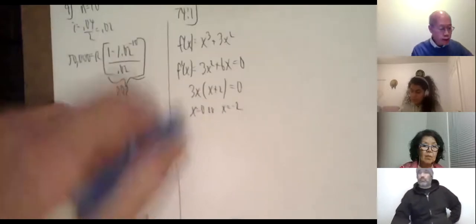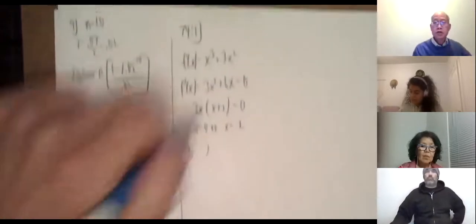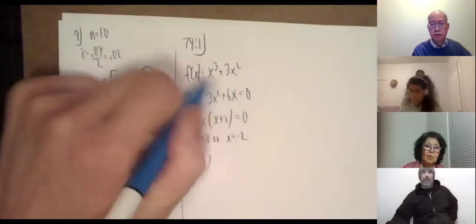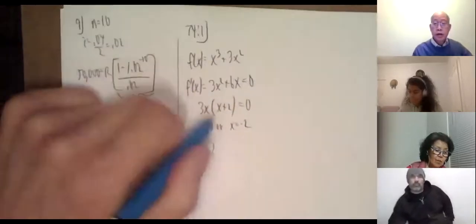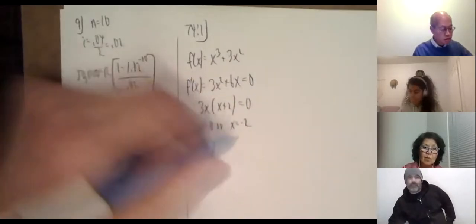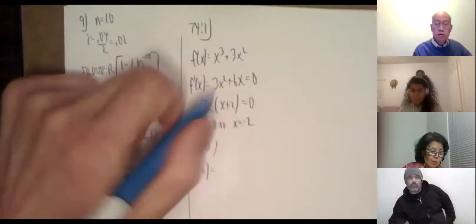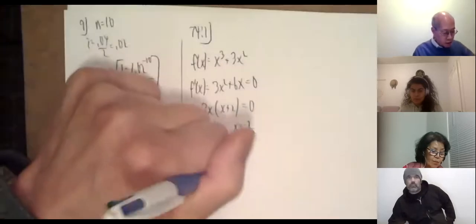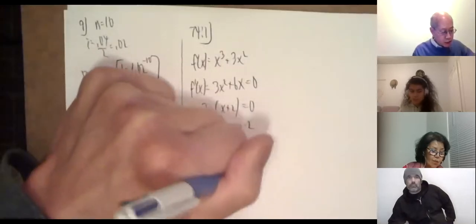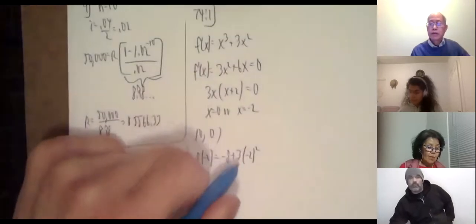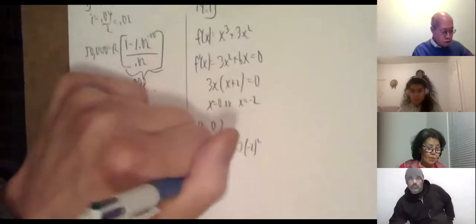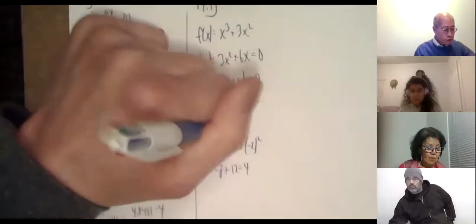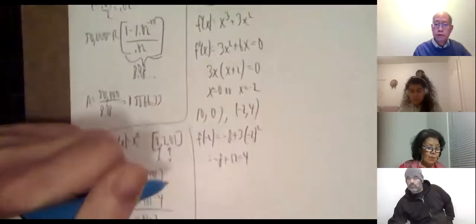And let's translate that to points. 0 is easy to plug in. What do you get when you plug in 0? 0. 0 cubed is 0, 0 squared is 0, 3 times 0 is 0. And negative 2 is a little bit harder. f of negative 2: negative 2 cubed is negative 8, plus 3 times negative 2 squared. Negative 2 squared is 4, 3 times 4 is 12. So 4. So negative 2 comma 4.